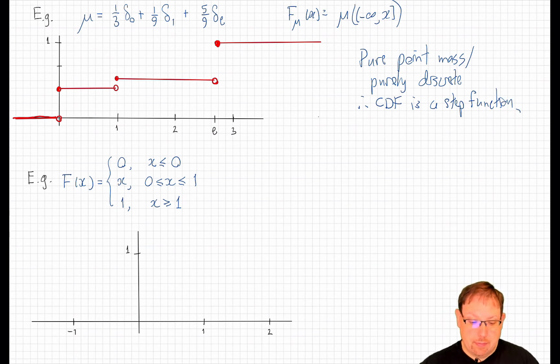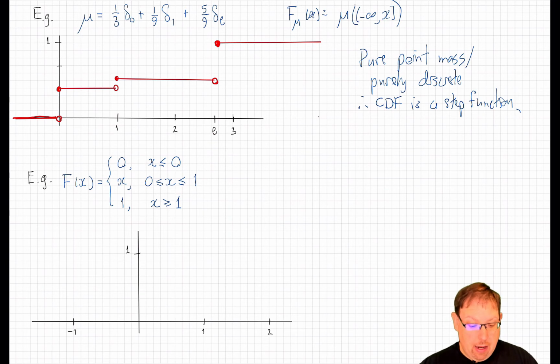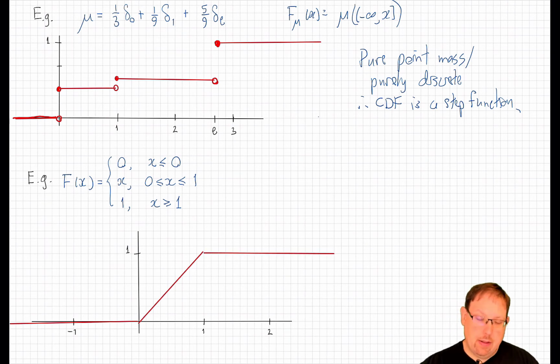Great. Now let's look at a different example. Here, I've written down a CDF. I've written down a non-decreasing, continuous, and therefore right continuous function, which tends to 0 at minus infinity and tends to 1 at plus infinity. And therefore, it is the CDF of a probability measure. We can draw it. It looks like that. Now this one has no point mass.